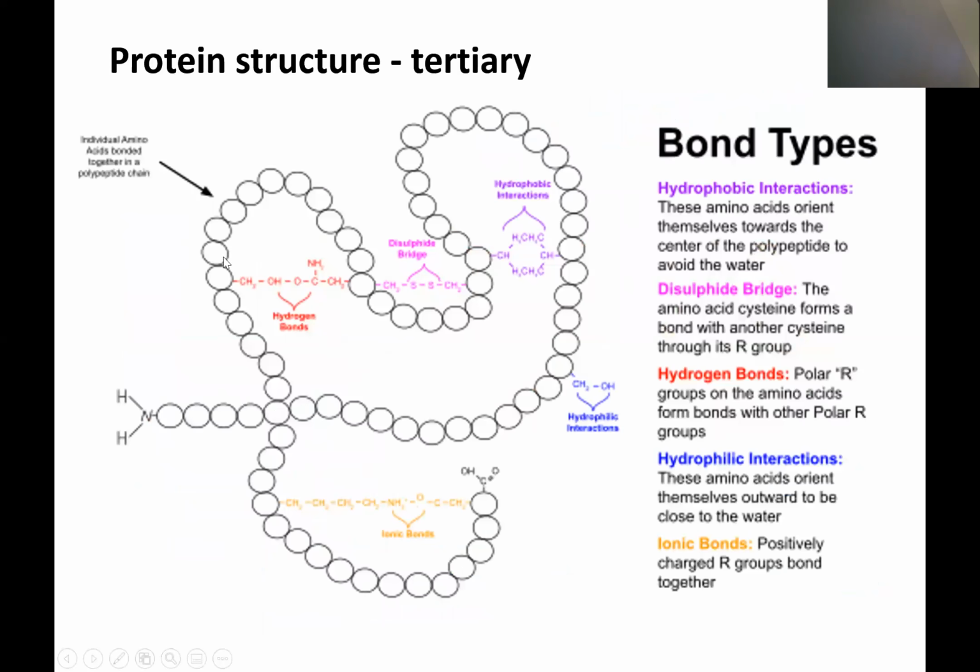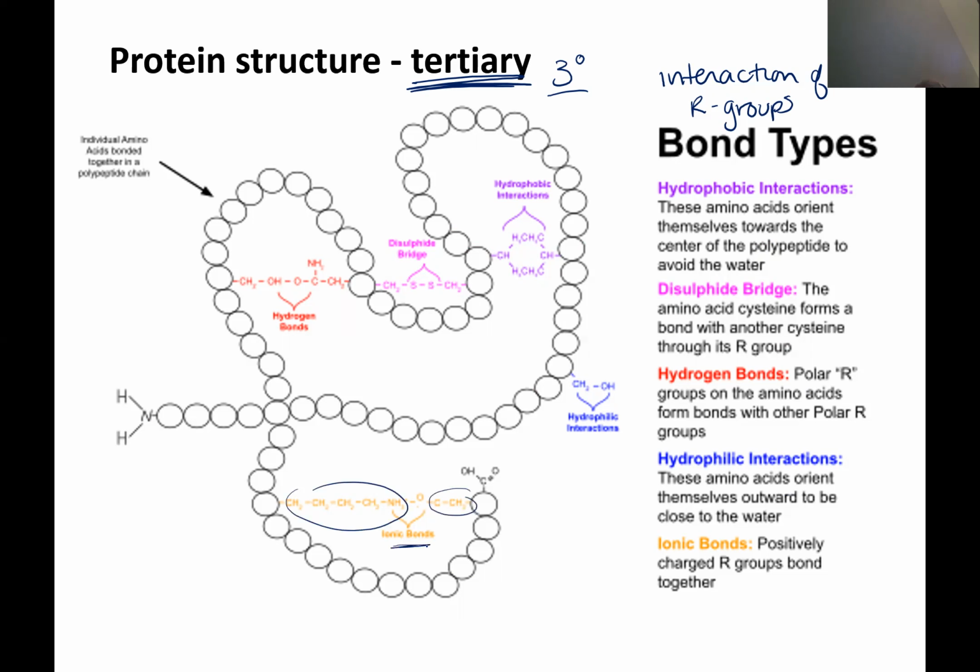And the final concept with protein structure is just what I was talking about, the interaction of the R groups of the amino acids. This is our tertiary or 3rd degree. So we didn't go into this a lot. I'm just using this to point things out. So you can have those R groups, that's what's sticking out here, making ionic bonds or hydrogen bonds or covalent disulfide bridges or just interactions.